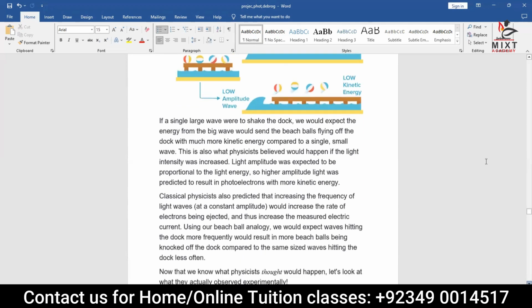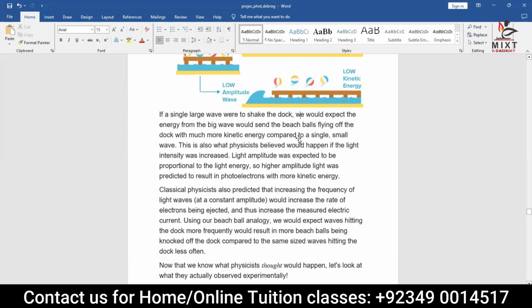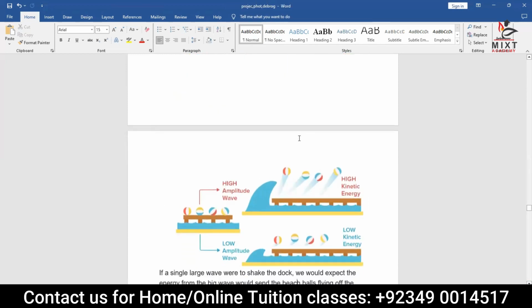Now check this out. Why did they make this? If the amplitude of the wave is high, what happens? With low amplitude, these balls will go a bit higher, so low kinetic energy, because the amplitude doesn't give them that much velocity. But with higher amplitude, they will go higher, so higher kinetic energy. That's what their belief is. Understood?